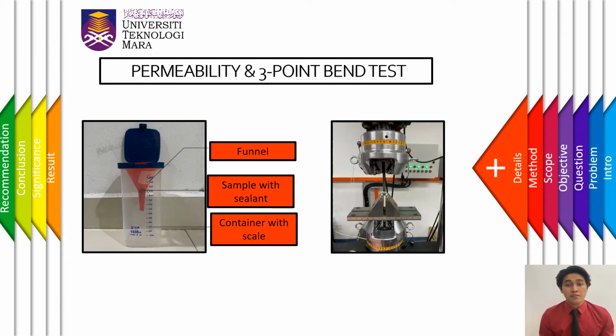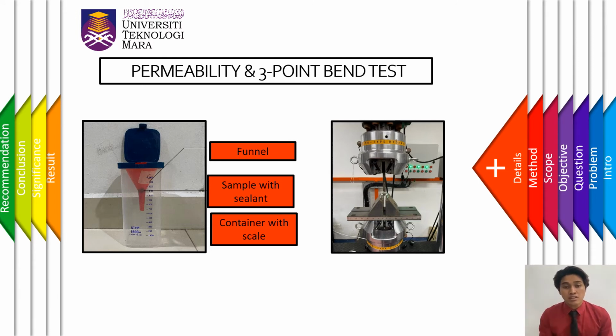The figure on the left is the setup apparatus of the permeability test. The components used are a funnel, the samples, the sealant, and a container with scale. First, the sample was put into the funnel hole, and the gap was filled with the sealant. Then 100 ml of water was poured and allowed to flow. The time taken for the water to flow completely was recorded, and there were 3 trials for each sample. The experiment was then continued with different sample materials.